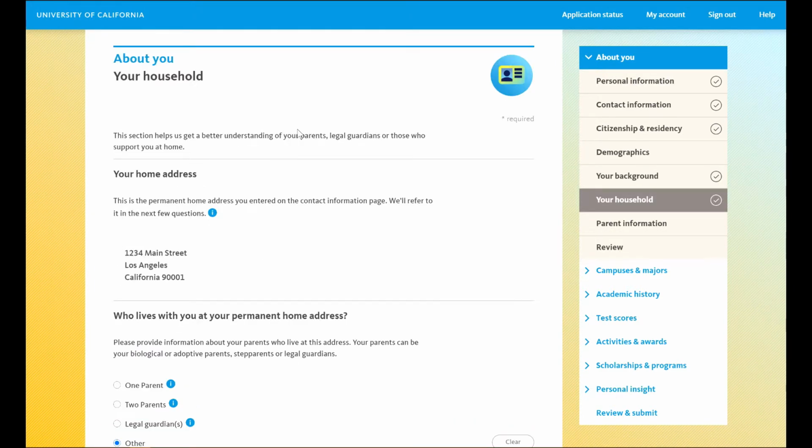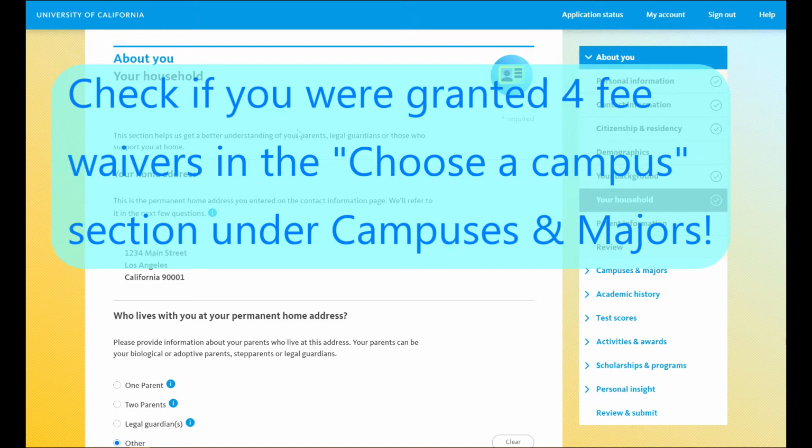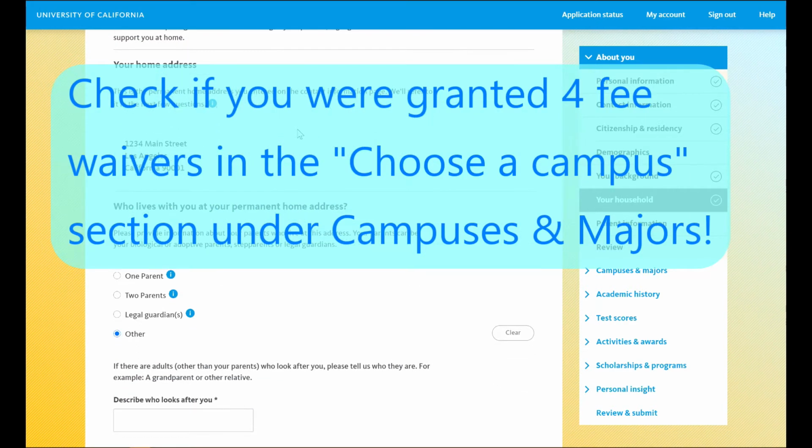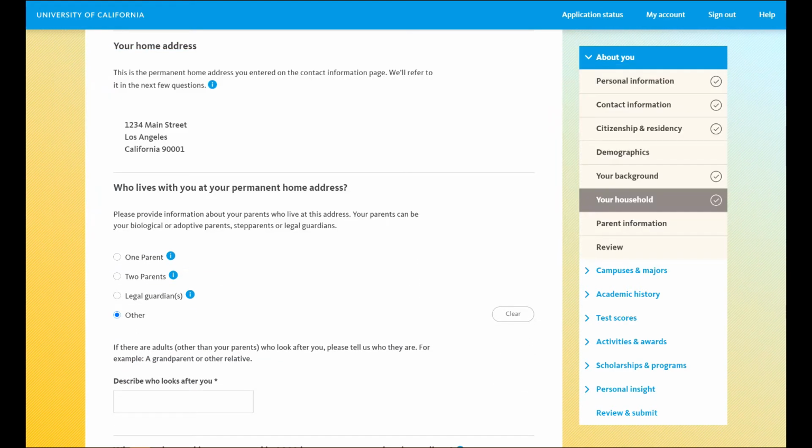Your household. This section will determine if you get the application fee waiver. So if you are wondering where do you get your fee waiver, this is the page. The first part that you will see is your home address. Please make sure that your home address is correct. If you need to make any changes, go to the Contact Information tab to make any updates.